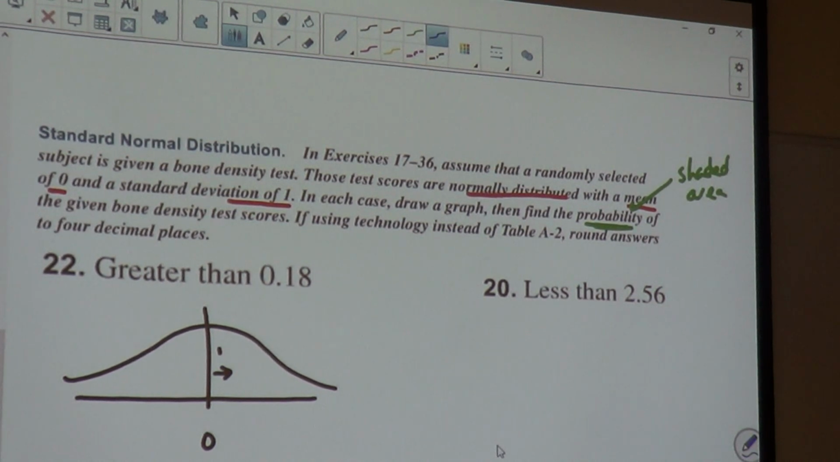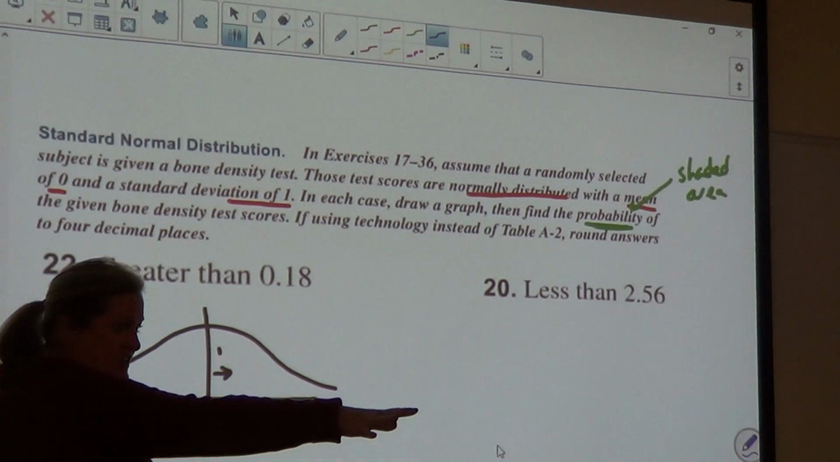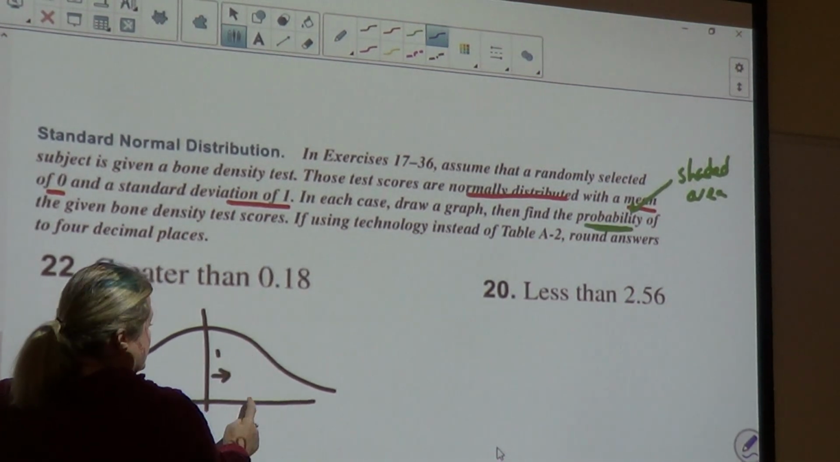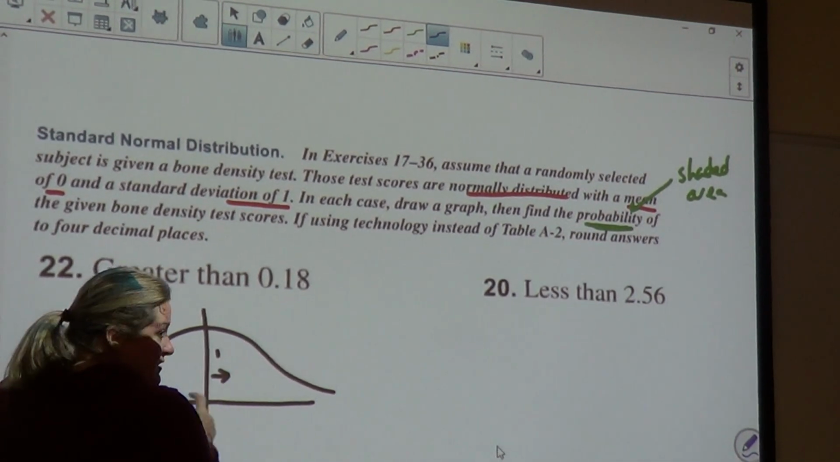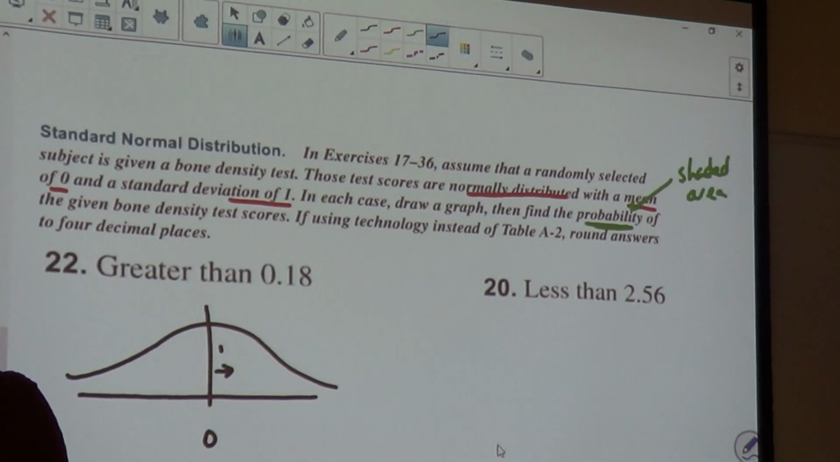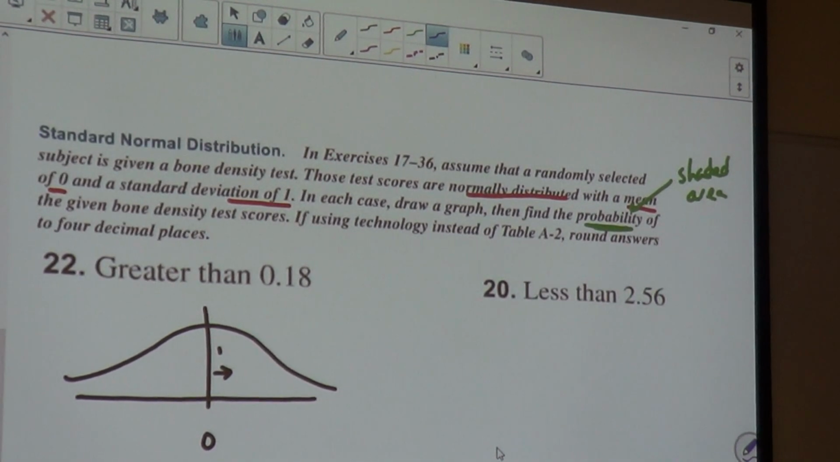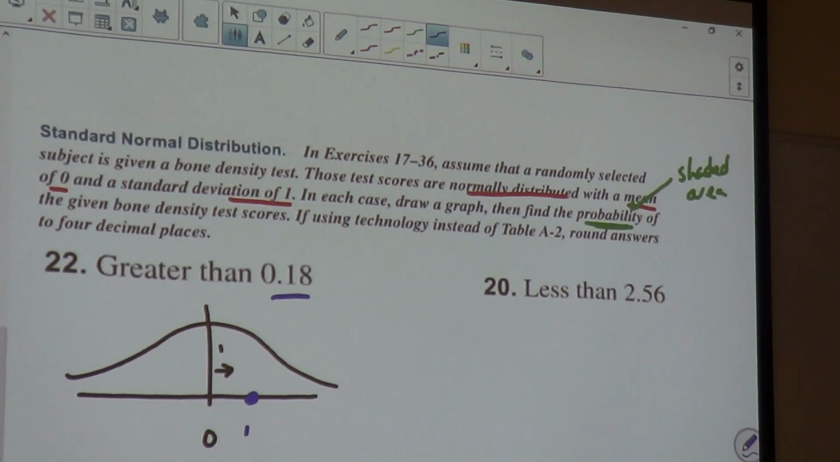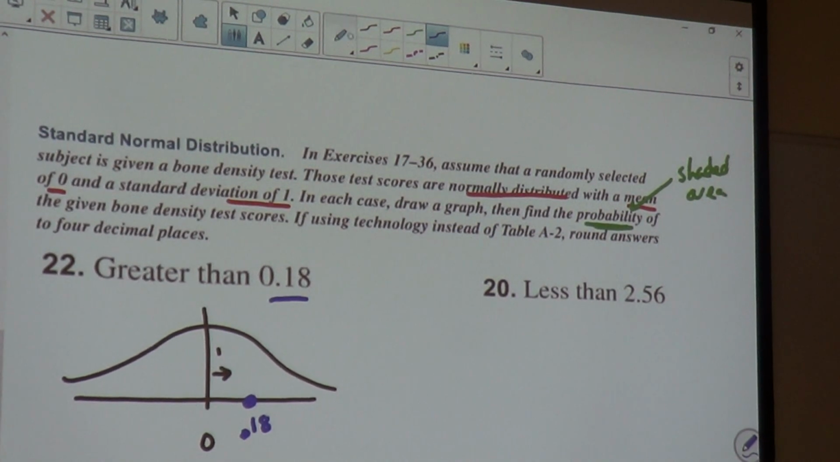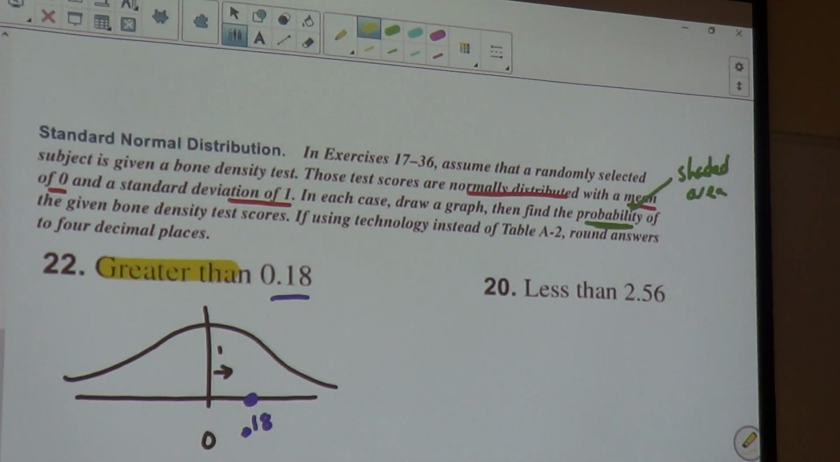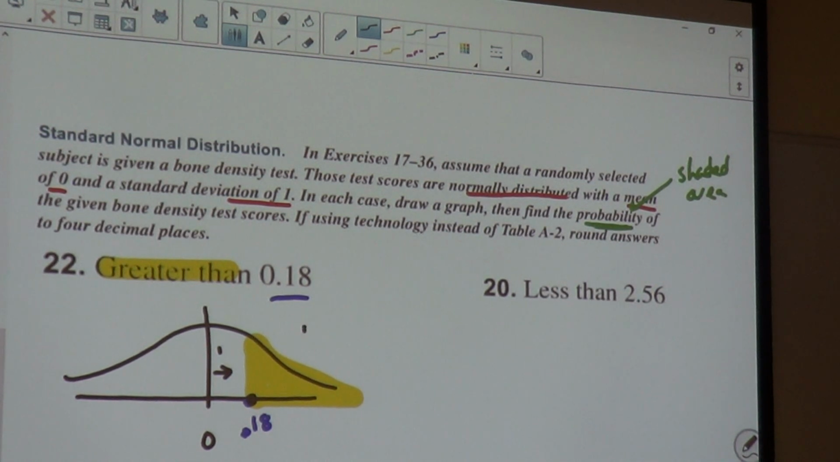Now, greater than 0.18. This is how they're telling me to shade. So my 0.18, is that Z going to be on the left or the right? The right, because it's positive. So my Z is going to be over here somewhere. And because they're saying greater than, we shade that way. And because we're finding the area, what are we going to do? Normal CDF. What is my left?